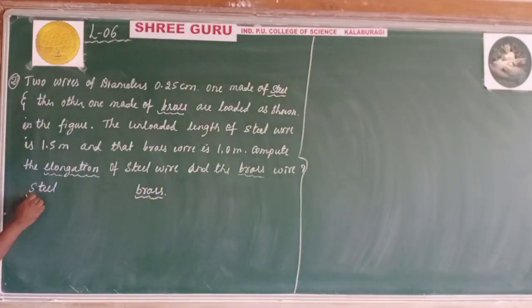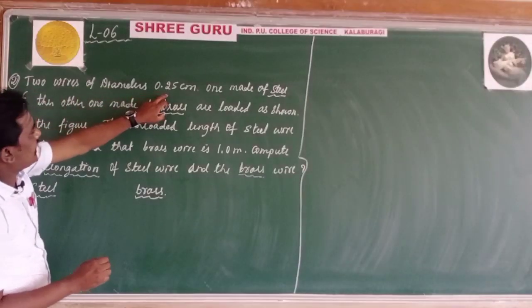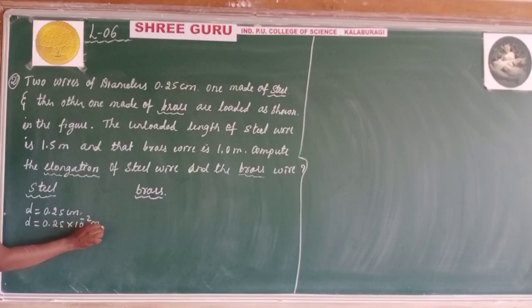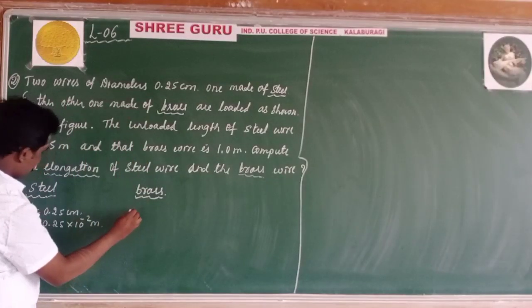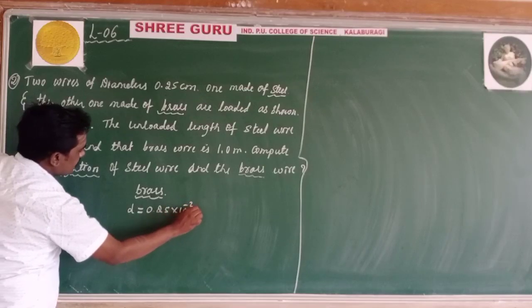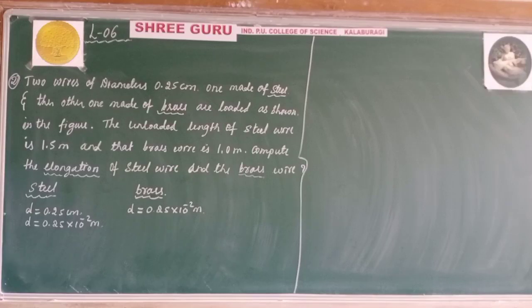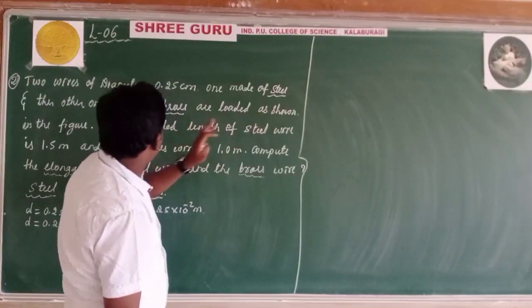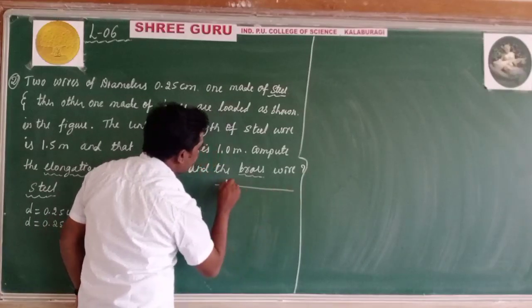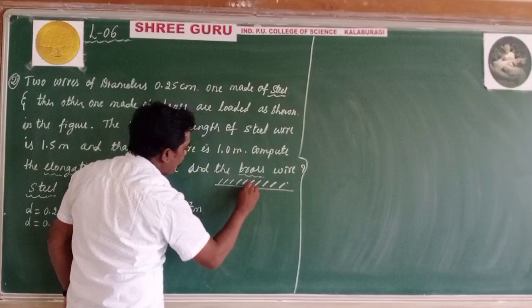What things are given? One is steel rod, another is brass rod. The diameter of steel rod is 0.25 centimeter. We can also write D is equal to 0.25 centi, meaning 10 raised to minus 2 meter. The diameter for both wires is the same. So here also, D is equal to 0.25 into 10 raised to minus 2 meter. This is the diameter. Then, they are loaded as shown in the figure. Okay, they mention the figure also. Shall I draw the figure here? This is the supporting end. Here two wires.